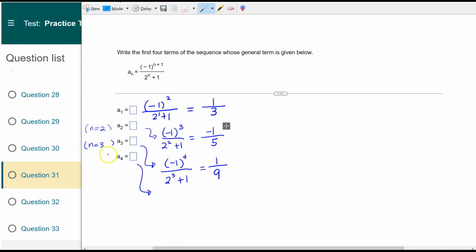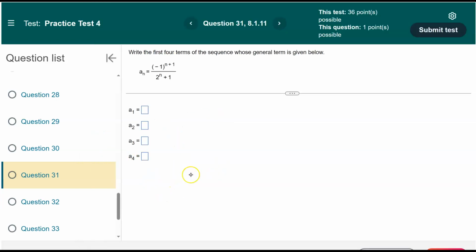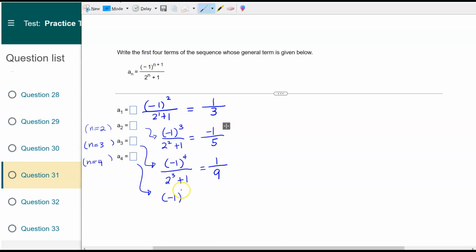Lastly, this is when n is equal to 4. When n is equal to 4, you have -1 to the 4 plus 1, so that's the 5th power, all over 2 to the 4th plus 1. So if the power is odd, -1 raised to an odd power is -1. All over 2 to the 4th is equal to 16. So that is 16 plus 1, 17. These are the first 4 terms of the sequence.